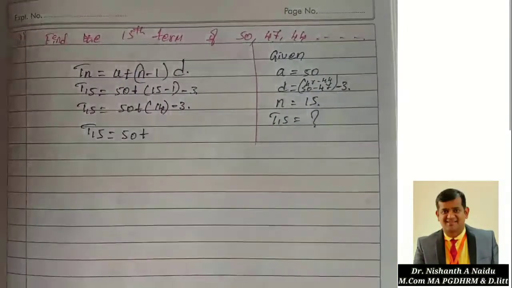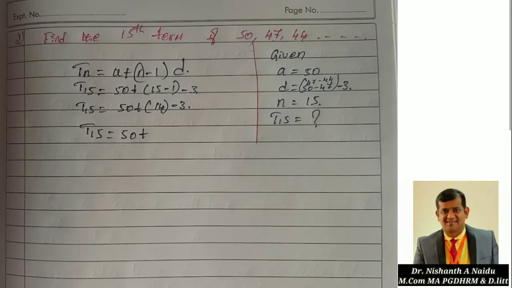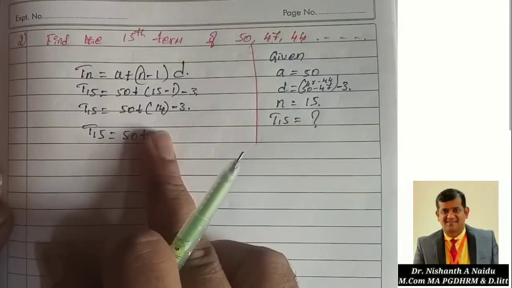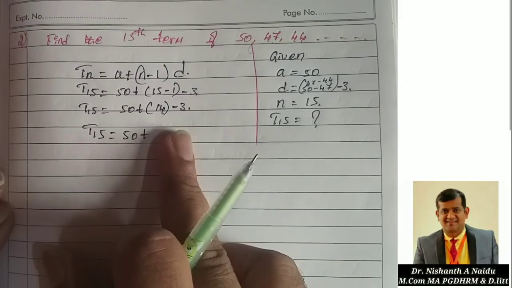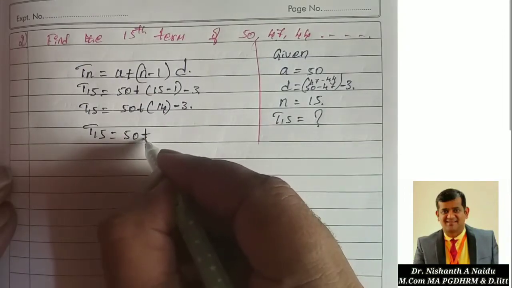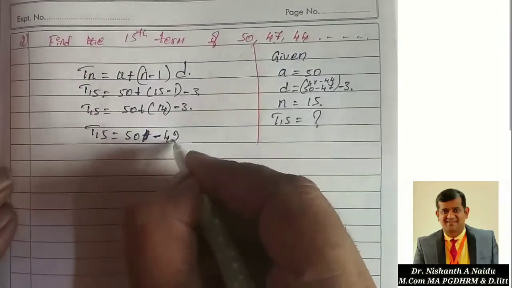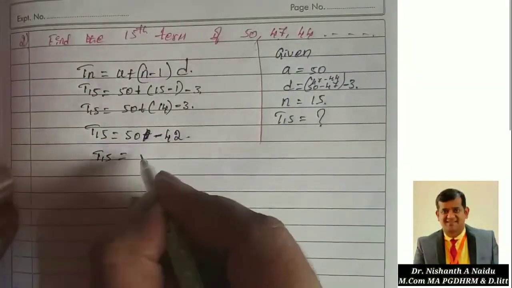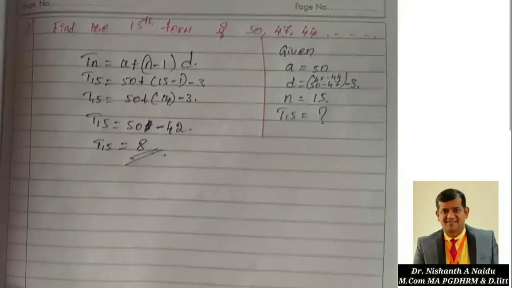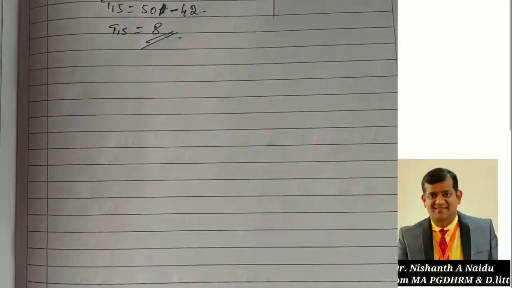So 14 into minus 3. That comes to minus 42, right? 14 into minus 3 is minus 42. So this becomes minus 42. So T15 equals 50 minus 42, which is 8. So T15 is 8. This is the answer for the second problem. So let us move to the next one.